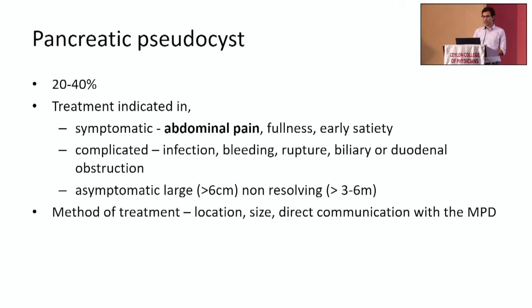So what are the common symptoms? Abdominal pain is the most common symptom, and the complications would be infection, bleeding, or rupture, and causing surrounding structure obstruction like biliary or duodenal obstruction. These would be indications for treatment of pancreatic pseudocyst. The methods of treatment will depend on the location, the size of the pseudocyst, and whether the cyst communicates with the major pancreatic duct.